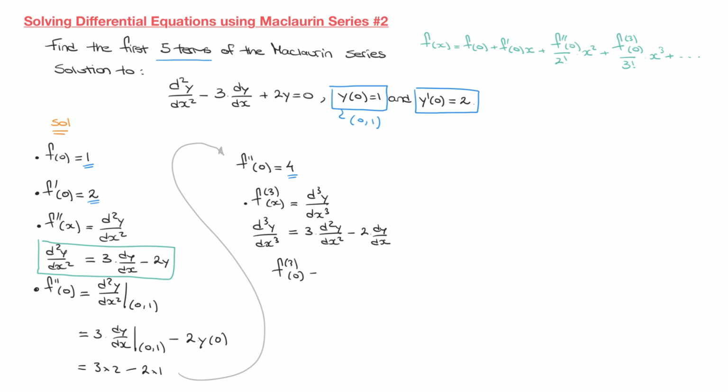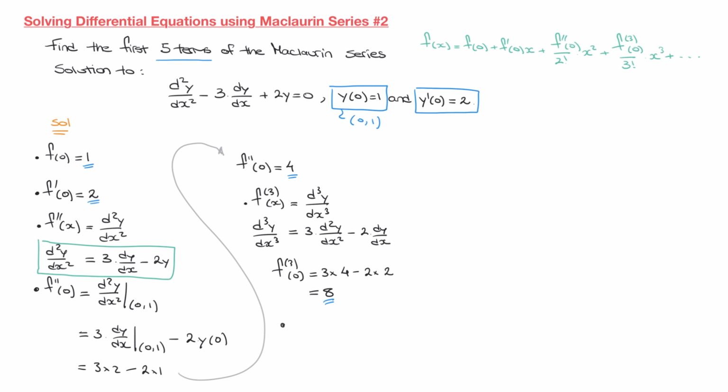And so let's see, that will be equal to 3 times the second derivative when x equals 0 and y equals 1, which is the value we just found. Remember, that was 4. And so I'll quickly write that. That's 3 times 4 minus 2 times the value of the first derivative when x equals 0, which was given to us in the question. That was 2. So that's 3 times 4 minus 2 times 2, which is 12 minus 4, which of course is equal to 8. Done.